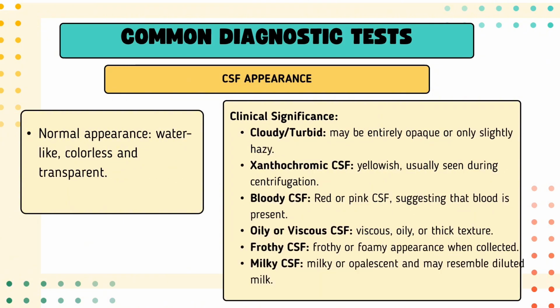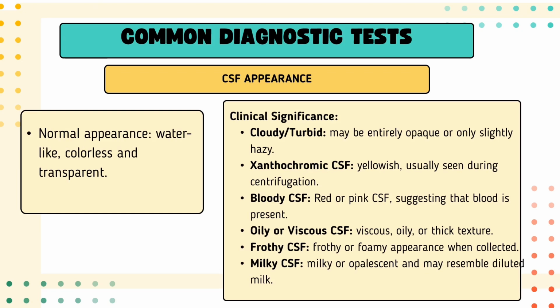For the CSF appearance, the normal will be water-like, colorless, and transparent. When it comes to clinical significance, cloudy or turbid, may be entirely opaque or only slightly hazy. Possible causes may be bacterial meningitis or high protein levels. For xanthochromic CSF, discoloration that is yellowish, usually seen during centrifugation. Possible causes are subarachnoid hemorrhage, old hemorrhage, and elevated protein levels.